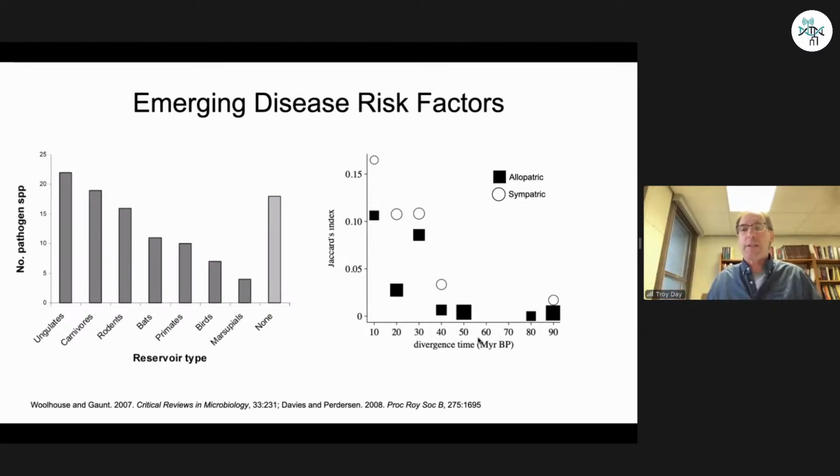Again, sort of suggesting this idea that maybe the most dangerous animal reservoirs are those that are most closely related to us. You can see the data is separated by sympatry and allopatry as well. Does the pair of primates in question co-occur or not?